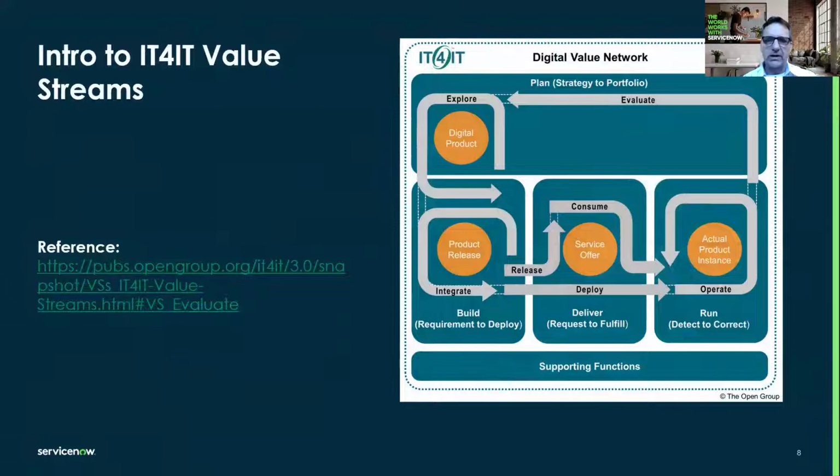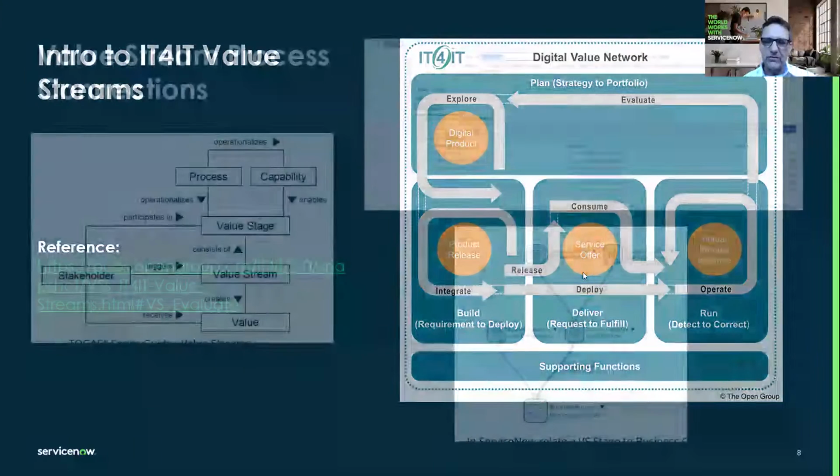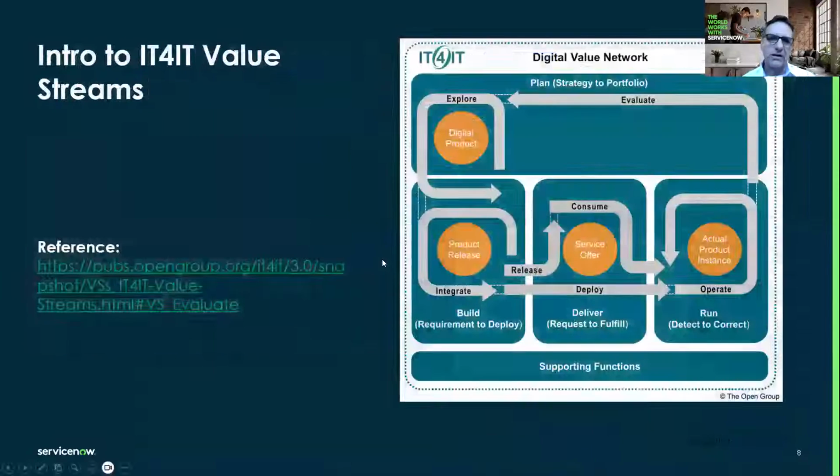What I'm going to use today, I'm not going to go through what IT for IT is in detail, but I highly encourage everybody who's doing any type of IT transformation to have a look at it. What it does is look across the plan, build, deliver, run phases, and it shows you the way to derive value. So there's an evaluate value stream, and I'm going to show you a little more about what that is. Explore is the next one, and then there are 7 altogether, 7 value streams that cross the different domains.